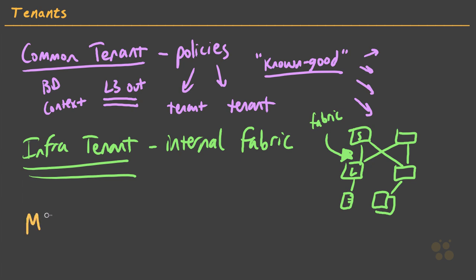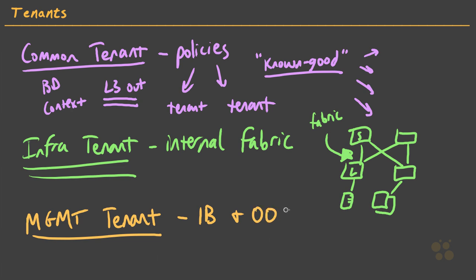Last but not least is the management tenant. This enables the in-band and out-of-band communications to the network switches within an ACI fabric. Now we can go through the APIC as always to configure our switches. However, we can still access the switches via the in-band and out-of-band options, and we'd use the management tenant to accomplish that. So one last question.